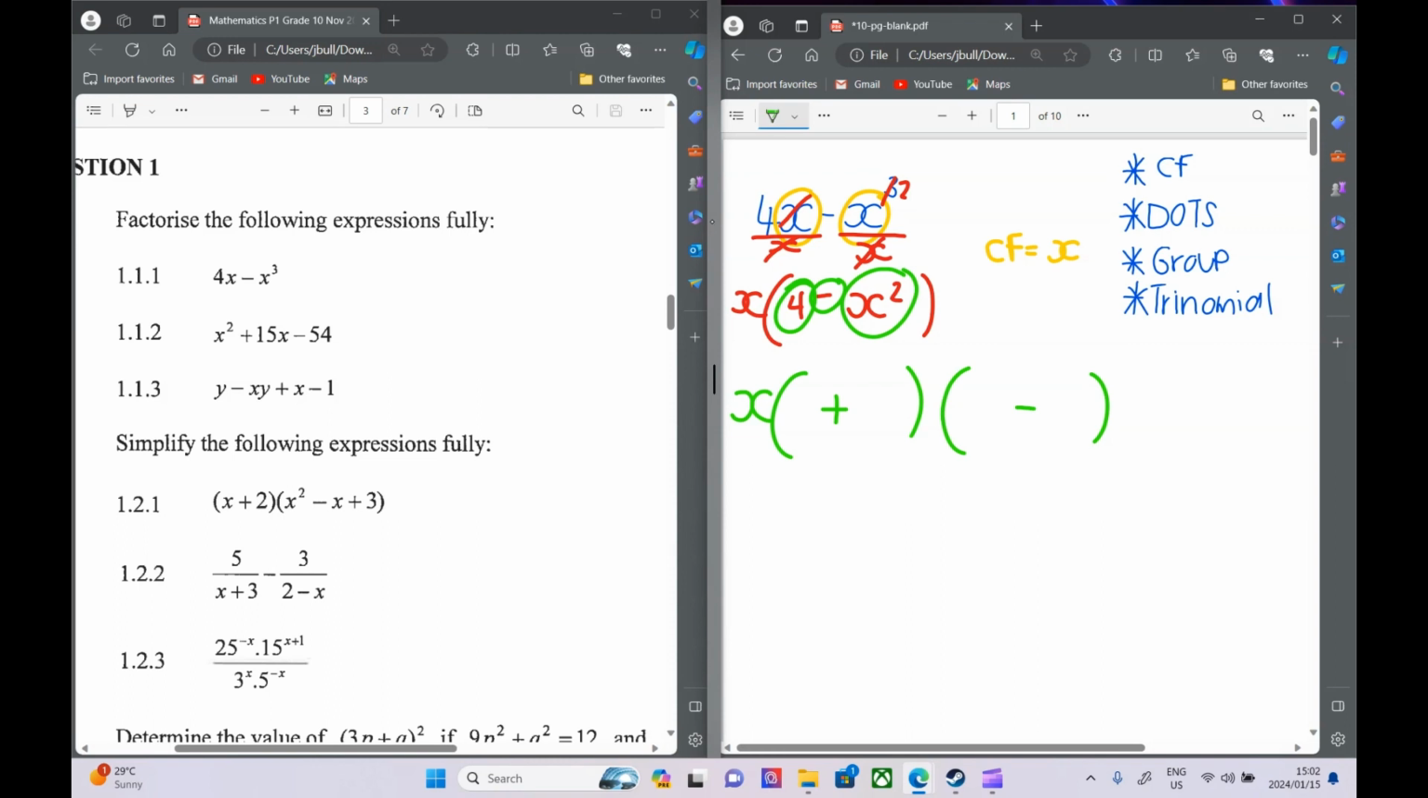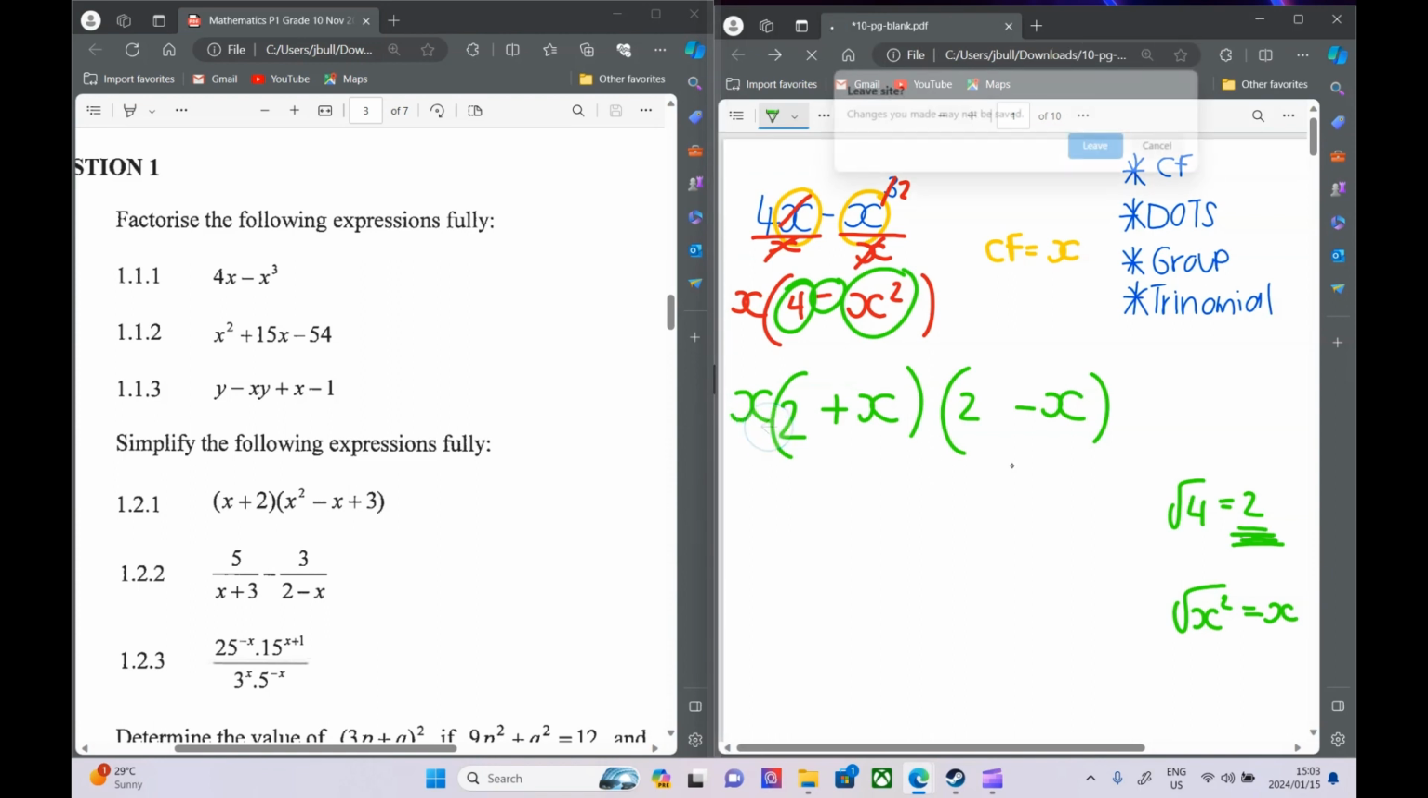And then I take the square root of the first term, so the square root of 4, which is just 2, and I put that at the start of both brackets. Then I take the square root of the second term, so the square root of x squared is just x, and I put that at the back of both of the brackets. And then that is our fully factorised answer. I can't group them, I don't have a trinomial, so that is as far as I can go with that one.